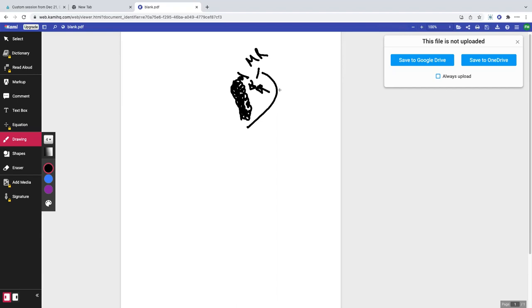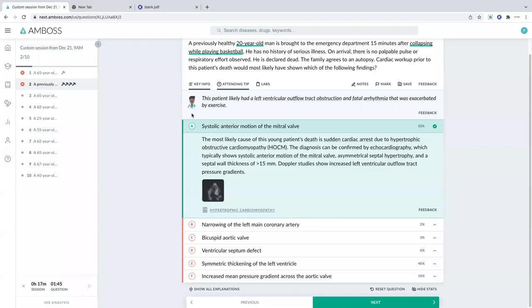So what do we have? Do we have symmetric thickening or asymmetric thickening? Fast answers, please. Asymmetric thickening. So please do not make this mistake again in the future. And the motion of the mitral valve, will it be anterior? Yes or no? Will there be an anterior motion of the mitral valve? Yes or no? Fast answers, please. Yes. Okay. Did you guys understand your mistake?